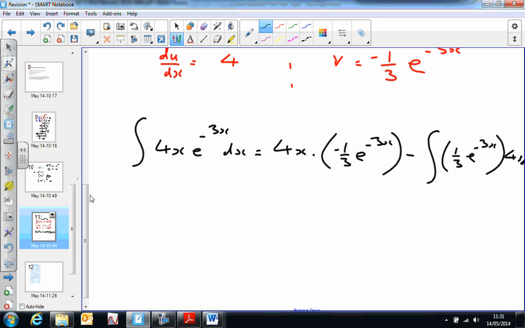Nearly ran out of room. I should have left myself a bit more room there. Just have a look at it, check you see what's going on there. It's well worth using brackets, certainly initially, because then you can see that's the u bit, that's the v bit, and that's the v, and that's the du bit.